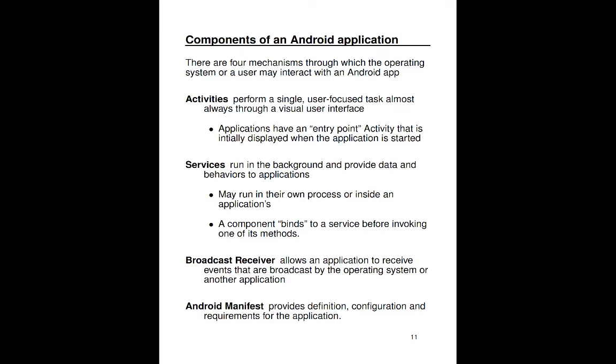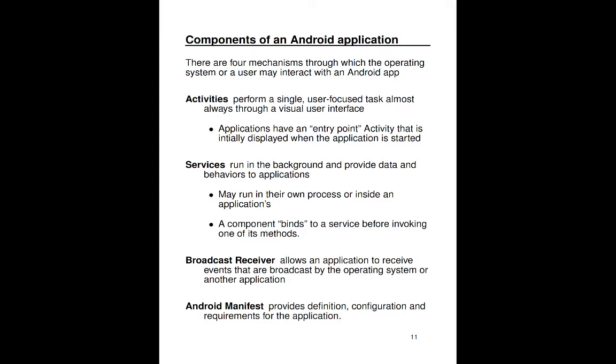Another mechanism for interacting with Android apps is something called a broadcast receiver. This is a facility that allows an application to receive events that are broadcast either by the operating system or by another application. So this is for things like alerts in your application. Android has specific support that allows clear and consistent communication between the application and the lower level operating system.